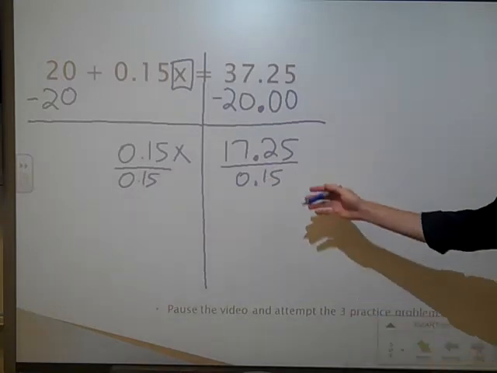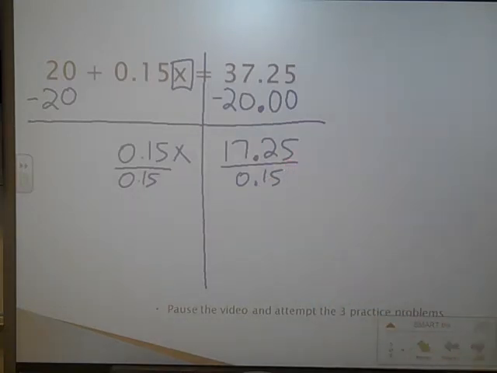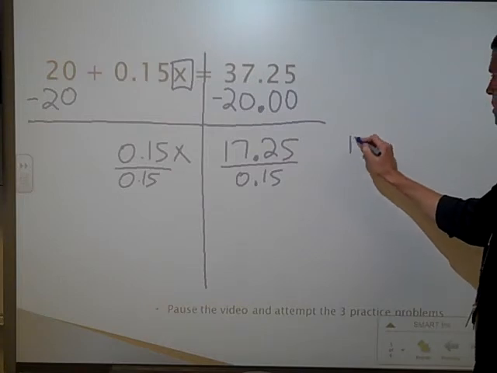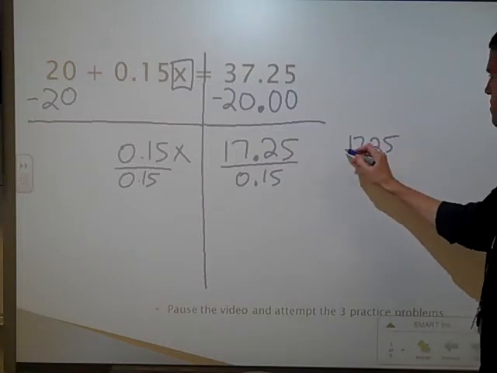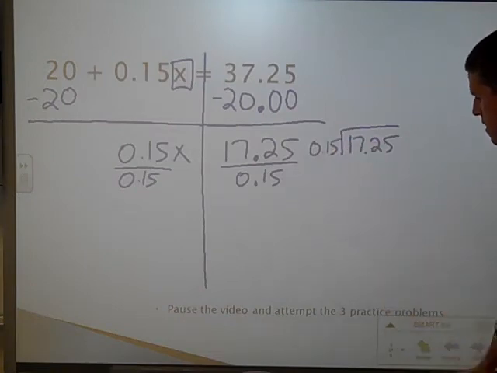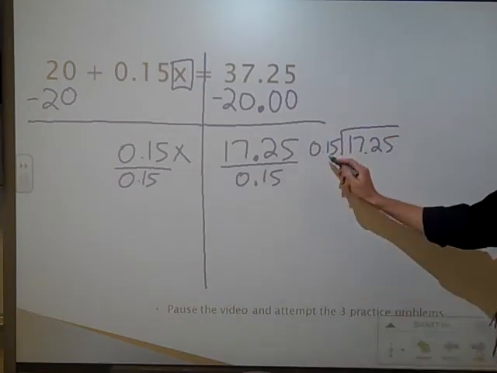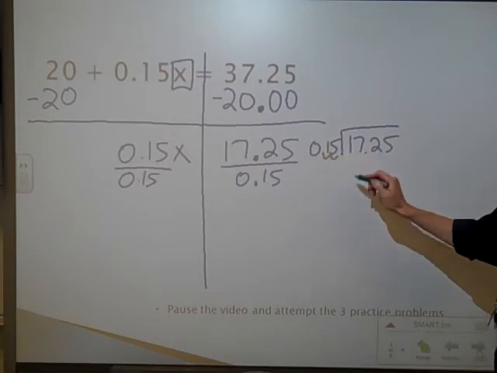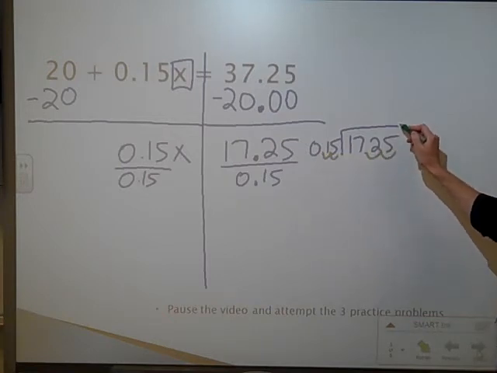And I don't know this off the top of my head, so I need to go ahead and do the work for it. So I'm going to go ahead and do 17.25. On the outside we have 0.15. I'm going to go ahead and move my decimal place over twice. 1, 2. Same thing here. 1, 2. And then I'm going to place it up top here.